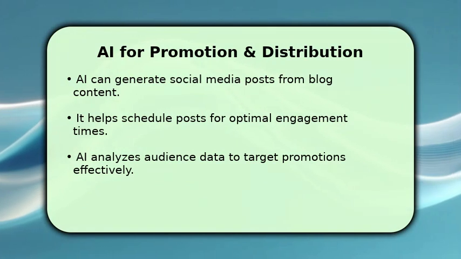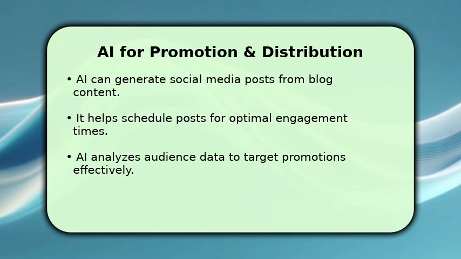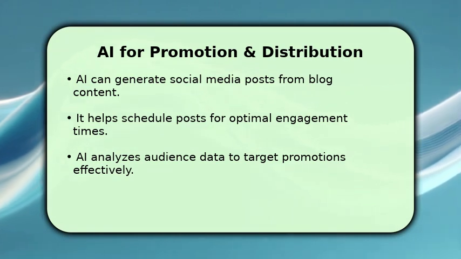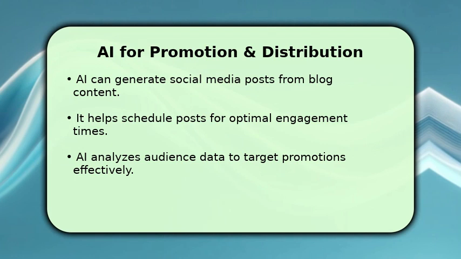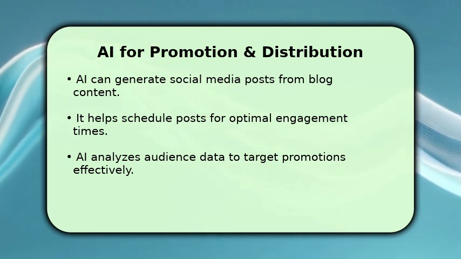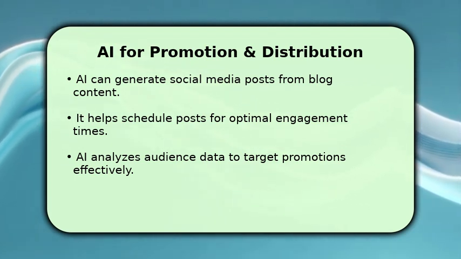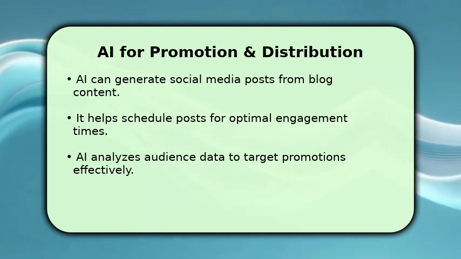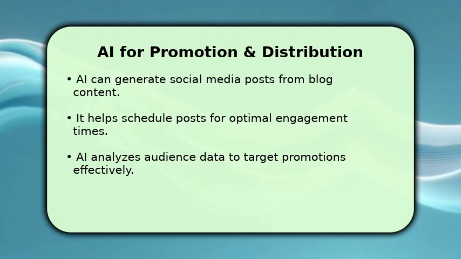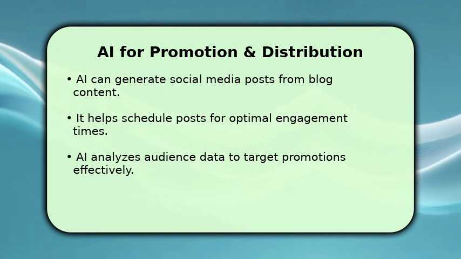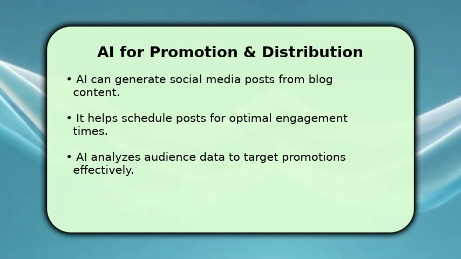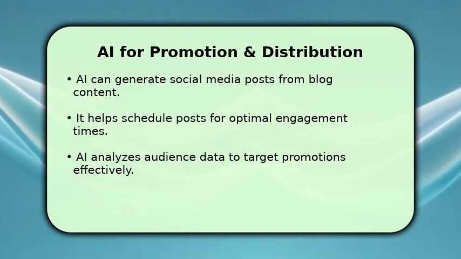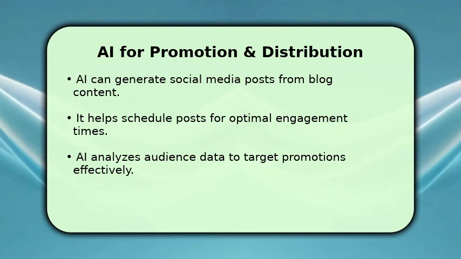Moving on to promotion and distribution, AI offers powerful capabilities. It can efficiently generate compelling social media posts directly from your blog content, saving you valuable time. These tools also help schedule posts for optimal engagement times, potentially reaching thousands more readers. By analyzing audience data, AI can target your promotions more effectively, leading to a higher return on investment. Moreover, it can personalize email marketing campaigns for your subscribers, fostering stronger connections and driving traffic back to your blog.